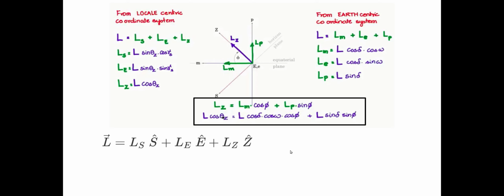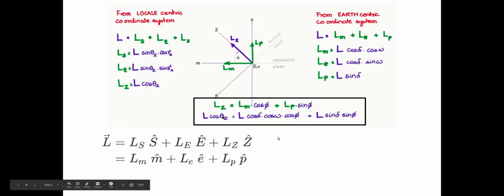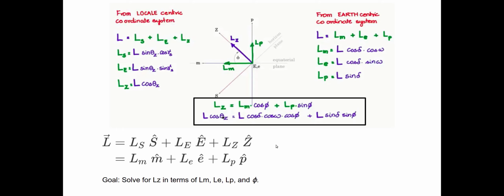Similarly, I've also rewritten the insolation vector in the Earth-centric coordinate system with the additional notation. Let me remind you that we are trying to solve for L sub z in terms of the Earth-centric coordinate system vector components, L sub m, L sub e, and L sub p, as well as the rotation angle phi. To accomplish this, we first have to do a coordinate transformation. That is, we start with the insolation vector expressed in the Earth-centric coordinate system with unit vectors m hat, p hat, and lowercase e hat as our basis.